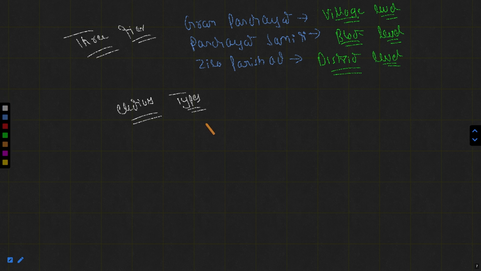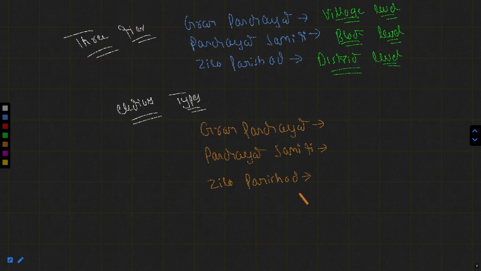Now let's talk about the election type. Gram Panchayat, direct elections. Panchayat Samiti, indirect elections. Jila Parishad, indirect elections. So that was their recommendation.